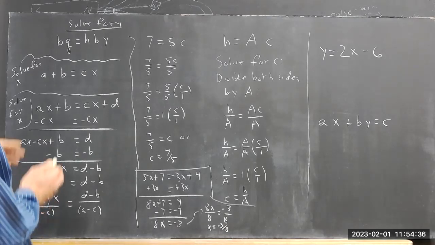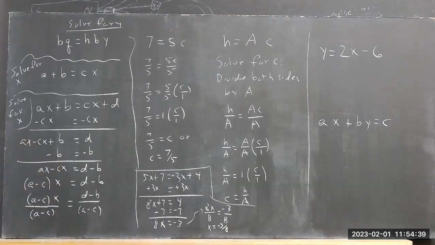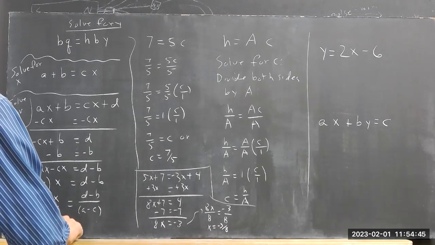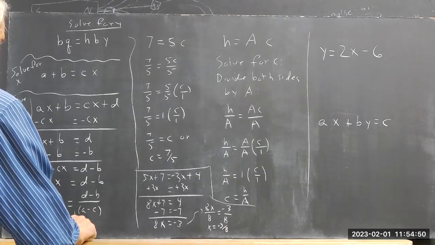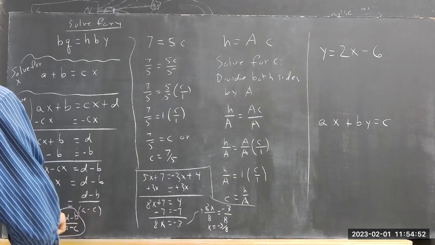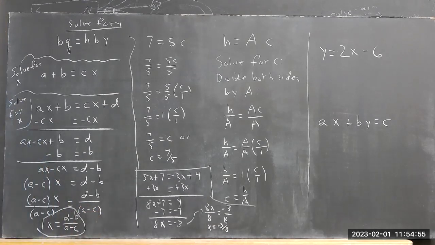Okay. So we want to be very methodical and make sure we do one step at a time. But of course, then A minus C divided by A minus C is just 1. That gives us X equals this. Okay. So that's one of the things you're going to run into in the assignment.